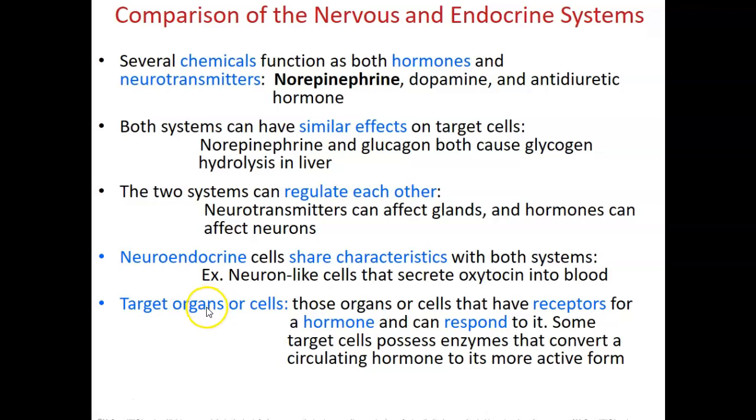All the targeted organs or cells have receptors to receive either neurotransmitters or hormones. Some cells even contain enzymes to convert a circulating hormone to its active form.